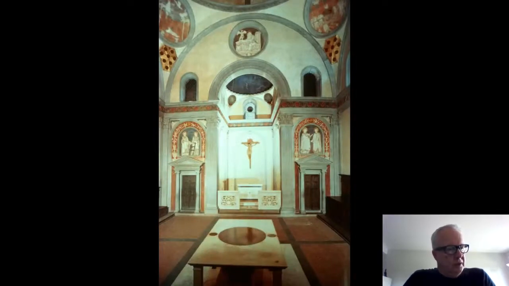Brunelleschi also designed the old sacristy in San Lorenzo, begun in 1418. The new sacristy was designed later by Michelangelo to the right of the altar. This is to the left of the altar. It contains the tomb of Giovanni de Medici, the patriarch of the Medici family. It's a perfect circle and spherical dome placed on top of a perfect cube.